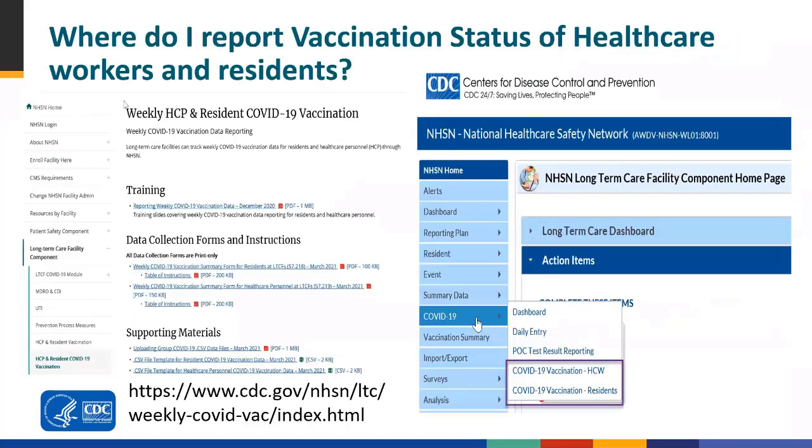Okay, so as mentioned previously, there is a separate module for vaccination status for healthcare workers and vaccination status for residents. So if you log into NHSN and you go to the COVID-19 tab here, when you see the pop-out menu at the bottom, you will see COVID-19 vaccination for healthcare workers and COVID-19 vaccination for residents. So that's where you will report that type of data.